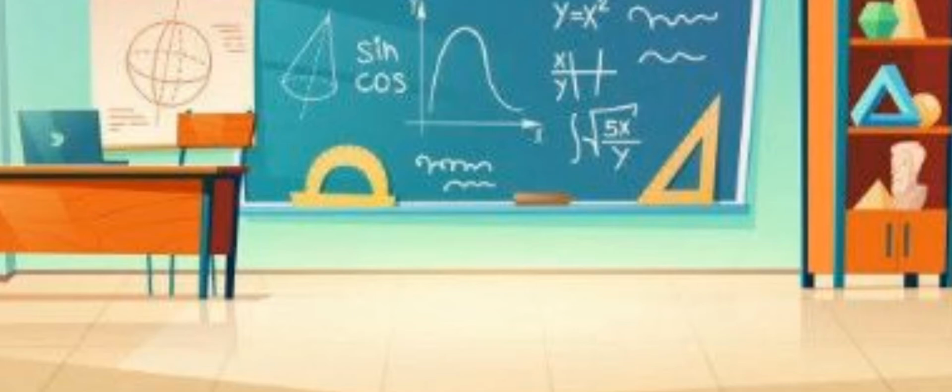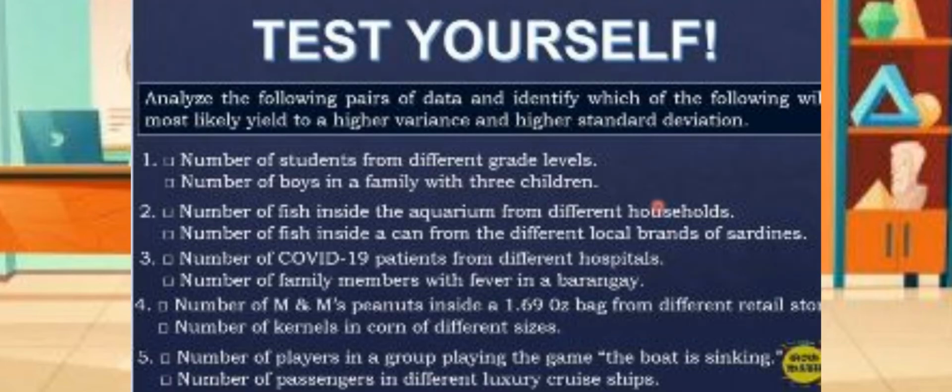Let us have a short assessment ourselves. Analyze the following pairs of data and identify which of the following will most likely yield a higher variance and higher standard deviation. Number 1. Number of students from different grade levels, or number of boys in a family with 3 children. You have 5 seconds to answer.